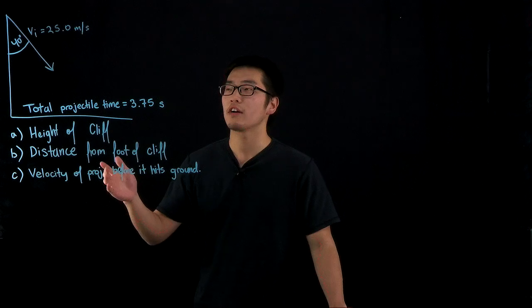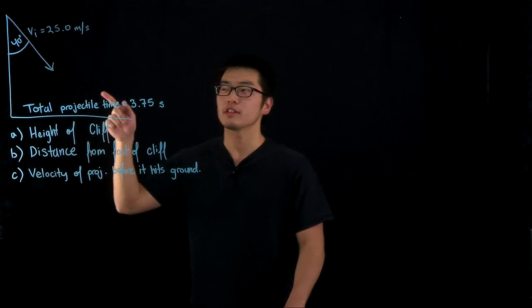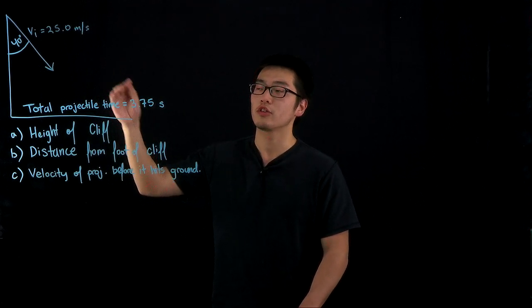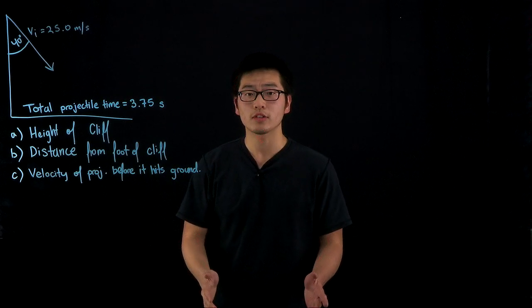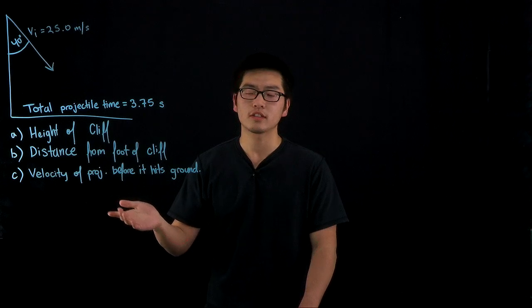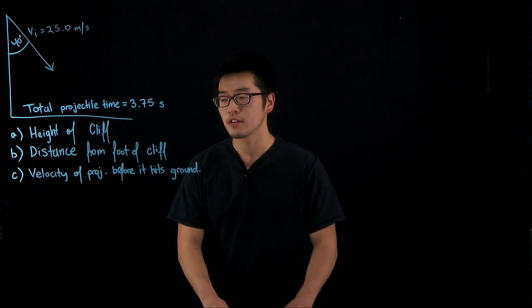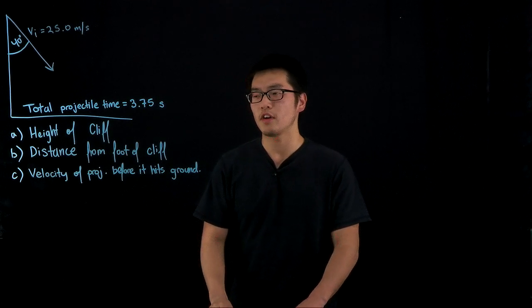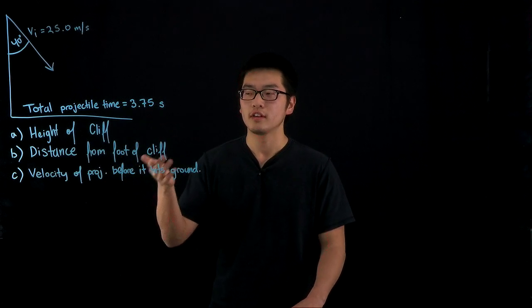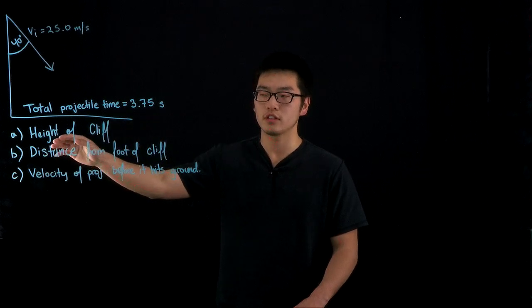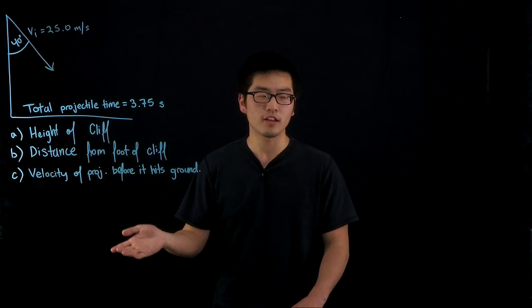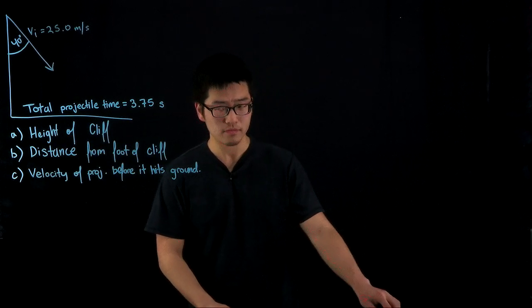So right here we have an object at a 40 degree angle, and it's being thrown downwards with an initial velocity of 25 meters per second. We're also given that the total projectile time is 3.75 seconds. The problem is requesting us to find the height of the cliff, the distance from the foot of the cliff, so when it lands on the ground, how far is it away from the foot of the cliff, and the velocity of the projectile before it hits the ground.